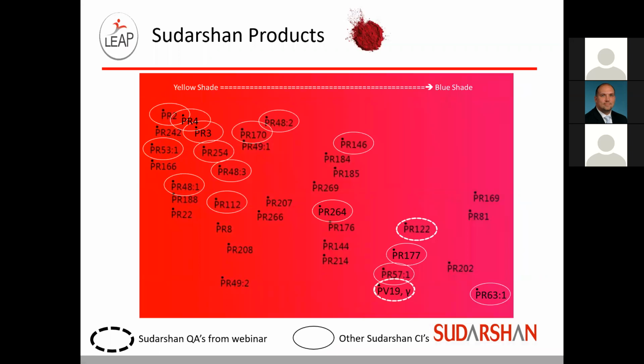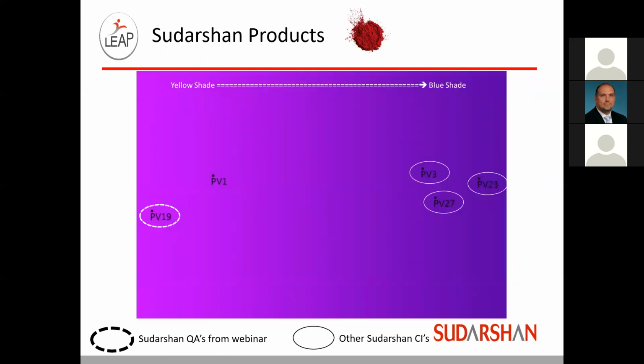From a color portfolio perspective, the red 122 and the violet 19s are ones that we've discussed today in this webinar. However, the other circled color indexes are other indexes that we have in our red shade portfolio. And then similarly for the violet shade, we discussed the beta crystal of the violet 19. And then we also have some other violets in our portfolio as well.